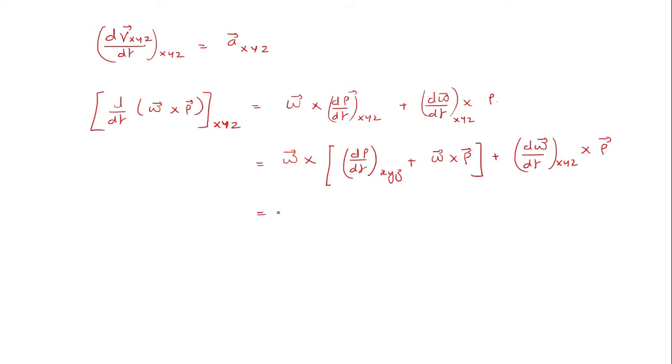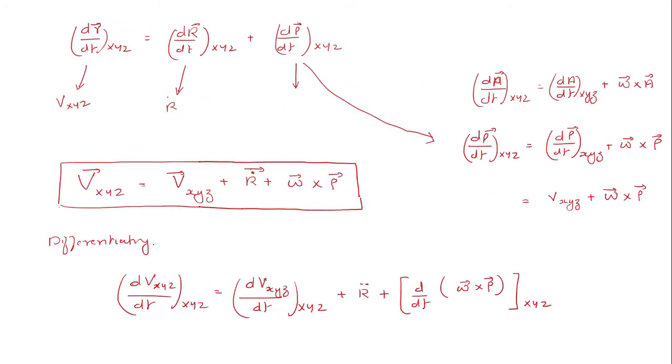It is equal to omega vector cross velocity with respect to small xyz plus omega cross rho plus omega dot cross rho vector. Now the next term here is dv xyz by dt with respect to capital XYZ.